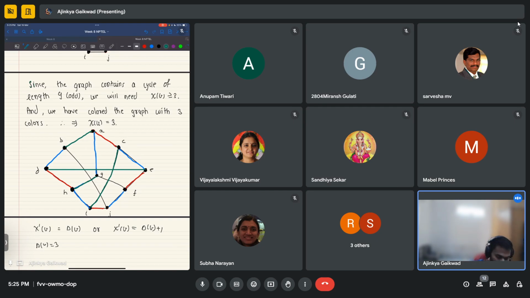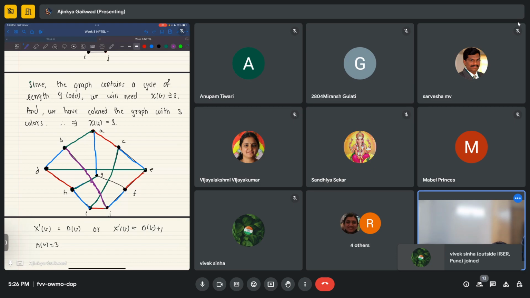And at the same time, the edge GF is also problematic. I cannot use any of these three colors, so I must color it with a new color. Let me just use purple. Okay, so four is definitely possible, and I don't think three is possible. Is there anyone who got a 3-edge coloring? No, right?